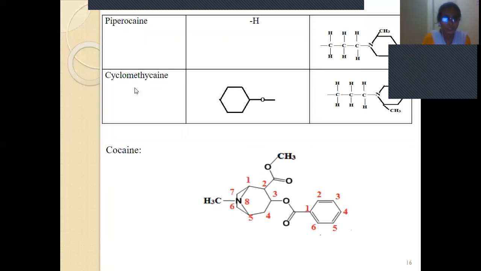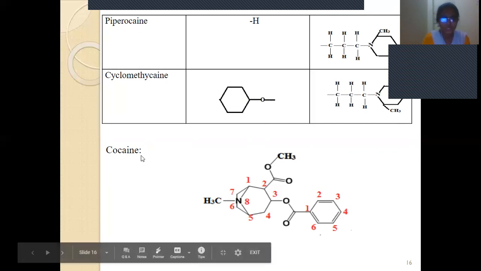Next, cyclomethycaine. What is there in R1 position? A six-membered ring with one oxygen group is there, so cyclohexyl oxy. This is in the cyclic form. So it is cyclohexyl oxy in R1 position, and in R2 position the piperidine with one methyl group, and here propane is attached. So next, cocaine.